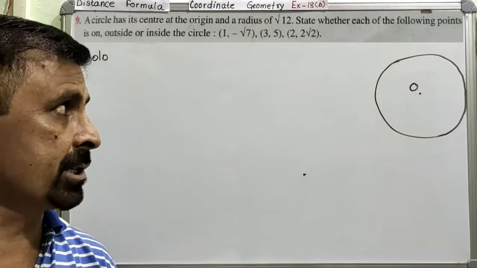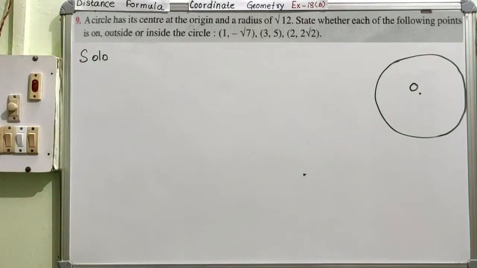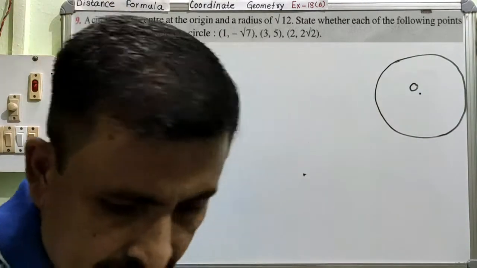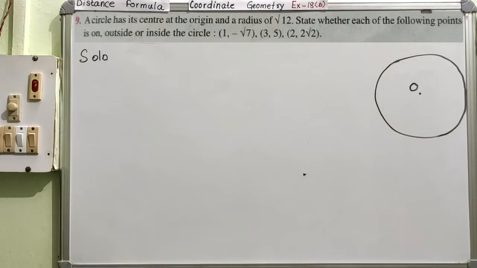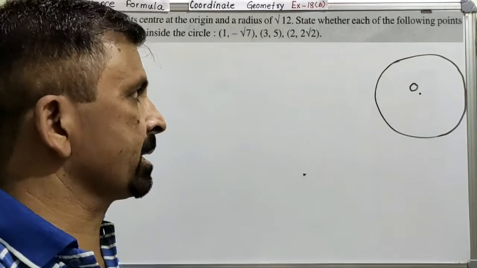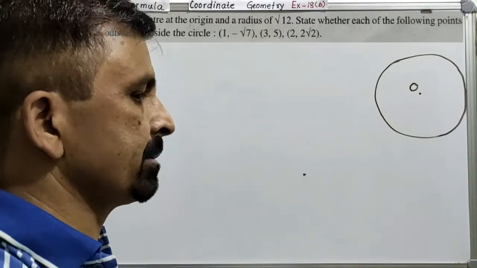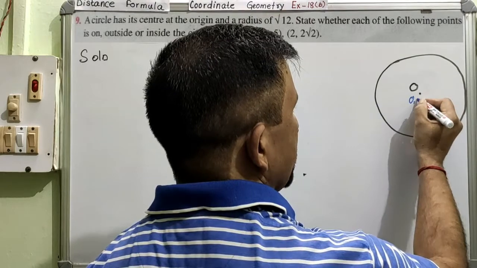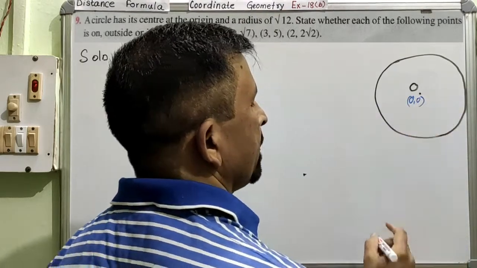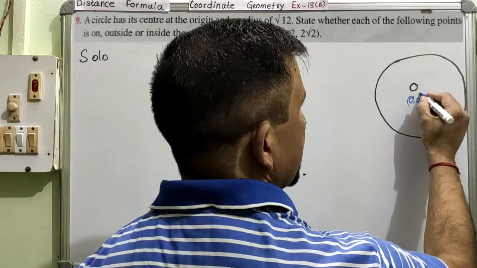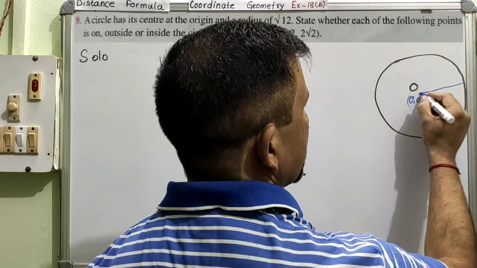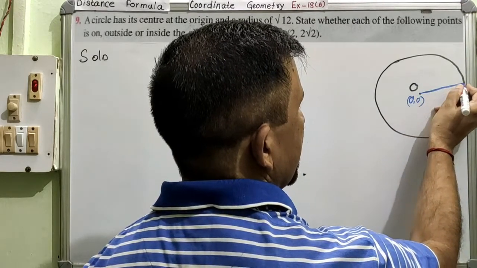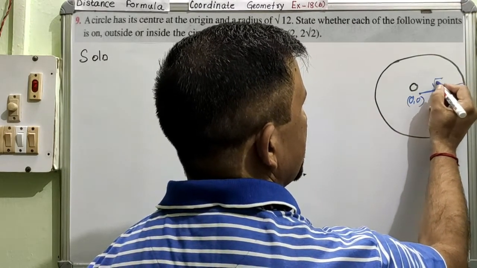Because the center of the circle is situated at the origin, is this very clear? Obviously the coordinate of the origin will be (0, 0). Clear? And this is the radius. Anywhere we can draw a radius. This is a radius whose length is root 12.